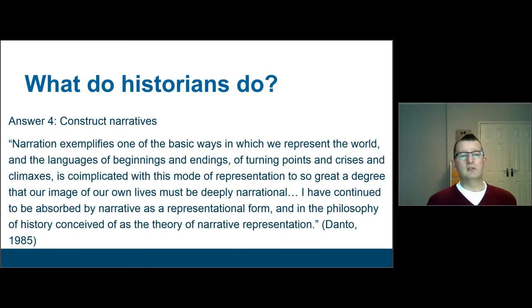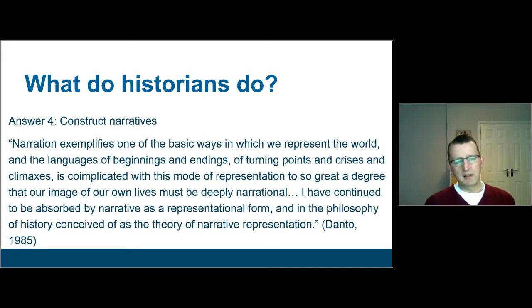So the fourth answer to the question, what do historians do, is that they construct narratives. Here's an example taken from the introduction to Danto's book, looking at the philosophy of history and the construction of narrative. And he says, narration exemplifies one of the basic ways in which we represent the world, and the languages of beginnings and endings, of turning points and crises and climaxes, is co-implicated with this mode of representation to so great a degree that our image of our own lives must be deeply narrational. I've continued to be absorbed by narrative as a representational form and in the philosophy of history conceived of as the theory of narrative representation.